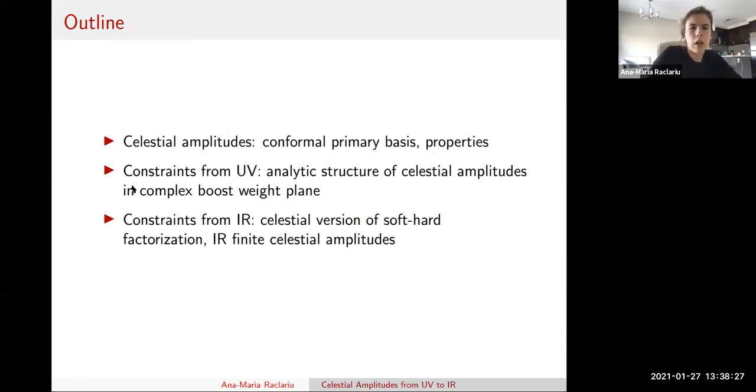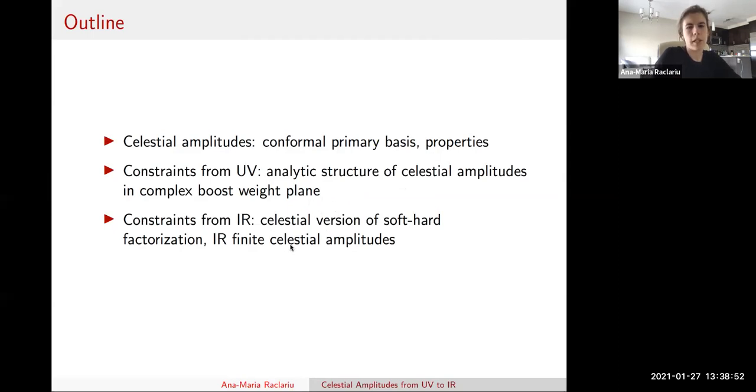And then I'm going to go on discussing some results in this work, namely, we're going to see that properties of scattering amplitudes in momentum space imply some interesting properties of the celestial amplitudes, in particular regarding its analytic structure in the complex boost weight plane.